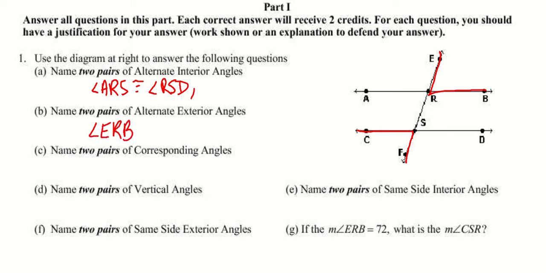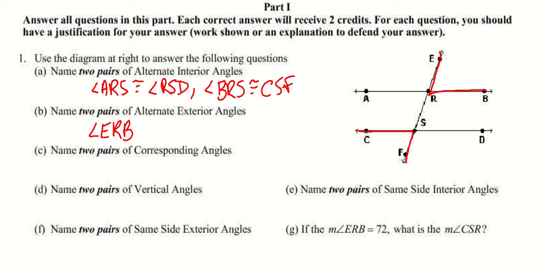Oh, by the way, that's only one set. The other one comes from the other direction. So that's angle BRS, and that's congruent to angle CSF. Okay, what I'll do is I'll name one and I'll have you do the other one. I'll pause it and do it so we can save some time here.